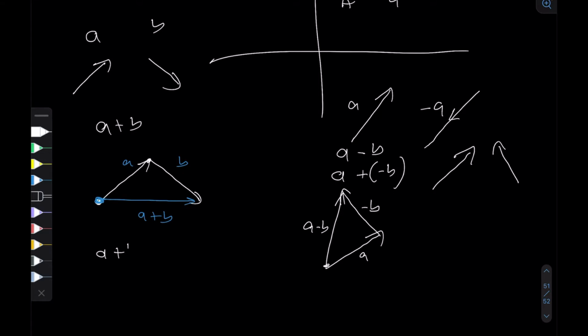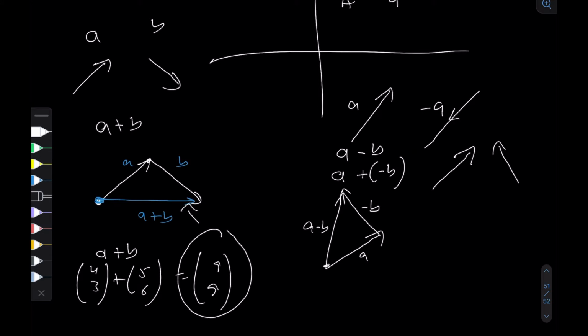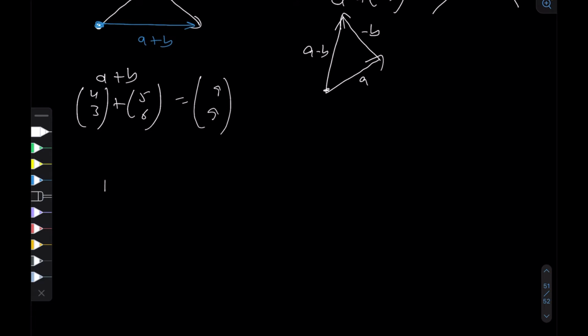Say if I do A plus B, and let's say A is (4, 3), B is (5, 6), then you simply add these two, and this would give you (9, 9). So A plus B is equal to the vector (9, 9). Now one thing is that, let's say I tell you that AB is some vector (4, 3). Here you know that what I mean by this is that in order to go from A to B, you have to move 4 units horizontally and 3 units vertically.